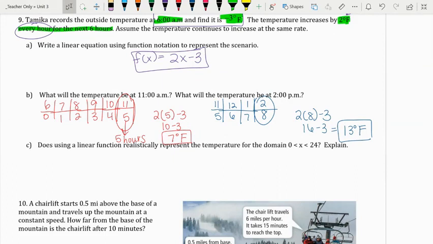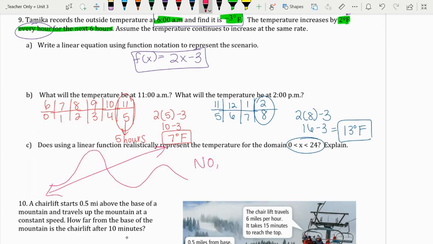Does using a linear function realistically represent the temperature for the domain of 0 to 24 for x? Well, if you think about it, this is a 24-hour time span, right? And think about day and night, right? Isn't it normally colder at night than it is during the day? And even during the day, it's colder in the morning and then warmer in the afternoon, but then cold in the evening, right? So no, because temperature changes at different rates all day.